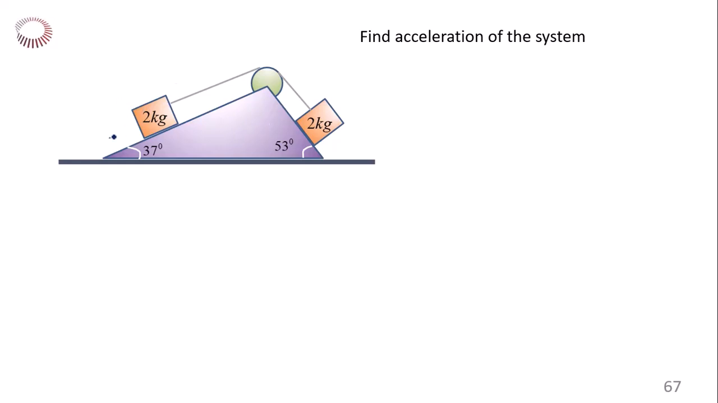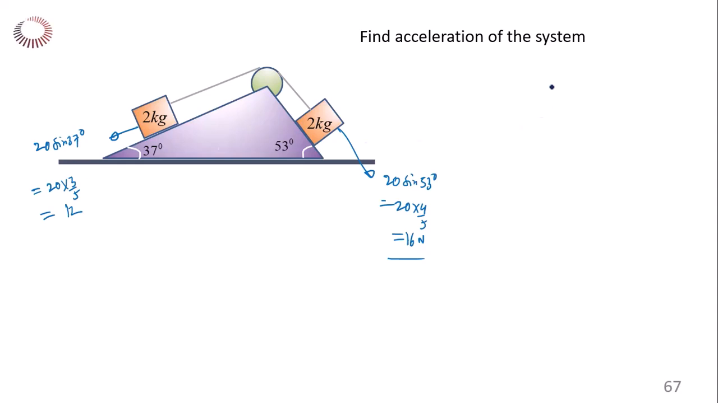Now, one force is along this, mg sin theta. What is that? 20 sin 37. 20 into 3 by 5 means 12. Here, 20 sin 53 means 20 into 4 by 5 means 16. So for this system, net force acting on this particle is how much? It's 4 Newton. This 16 Newton is pulling downward, 12 Newton is pulling downward.